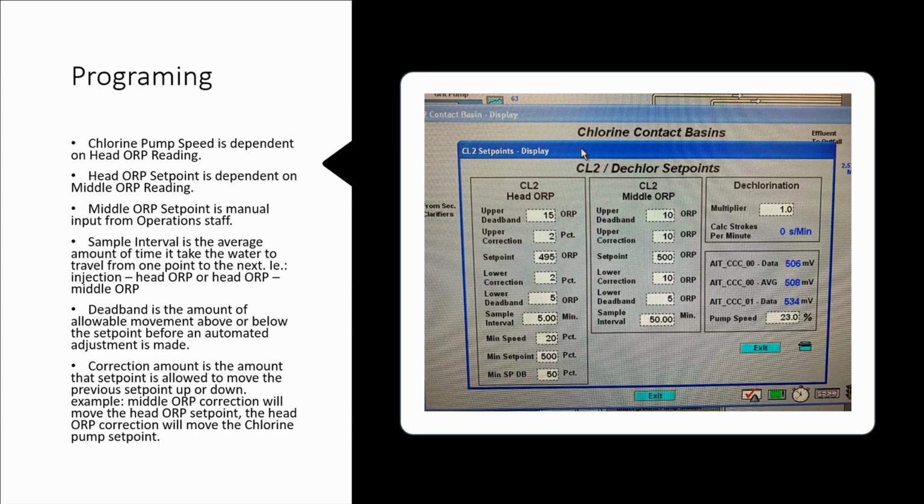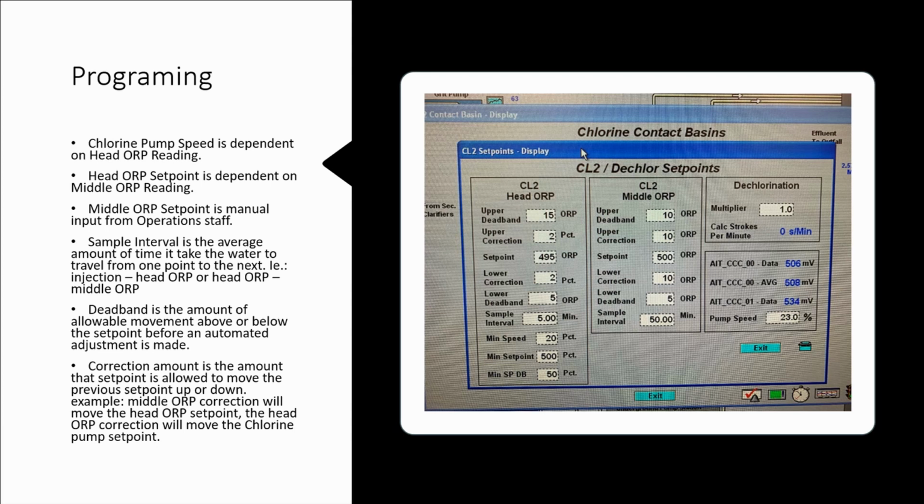And you can see on here, we also have our correction amount. So we've allowed it that plus or minus dead band. Like on the middle ORP, we have a 10 millivolt upper dead band. We have a 5 millivolt lower dead band. So basically, we don't give it the room to move below 500, but we've allowed it some freedom, twice the amount of freedom to move above that.